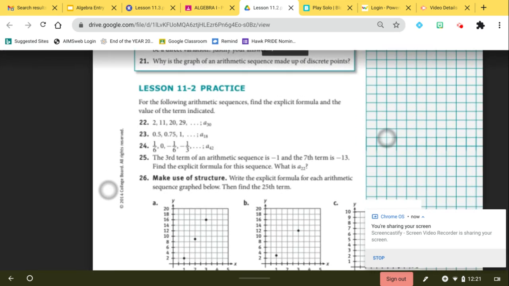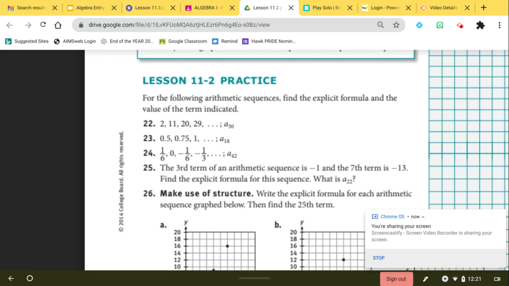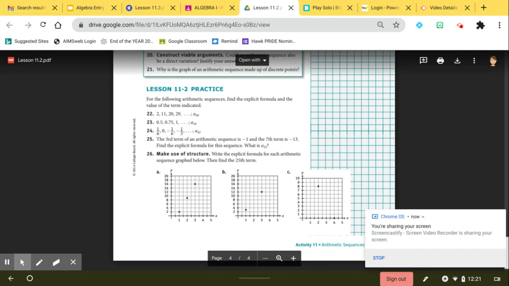Right, so I'm going to do some of these problems from lesson 11.2. So in this lesson, we are writing explicit formulas for these arithmetic sequences.